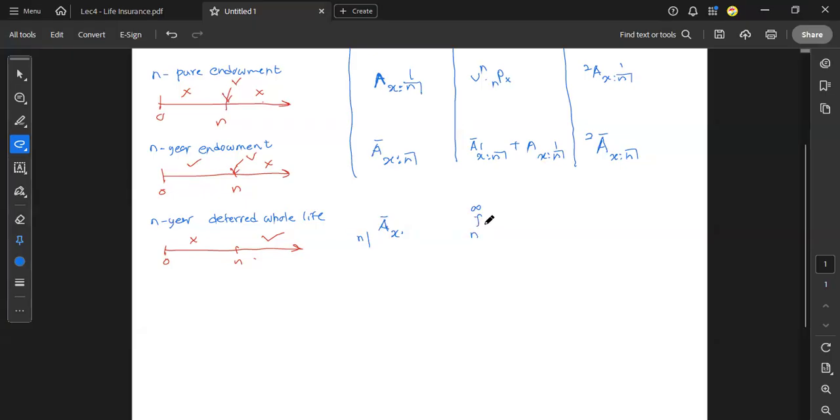So this is integrating from n to infinity, v^t, tPx, mu x plus t times dt. And this one is x deferred for n years. So this is the same as removing the term life from the whole life.